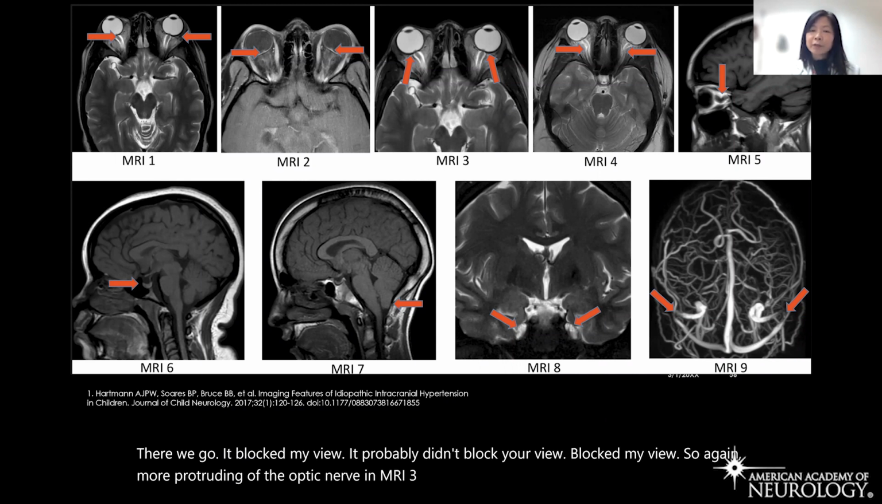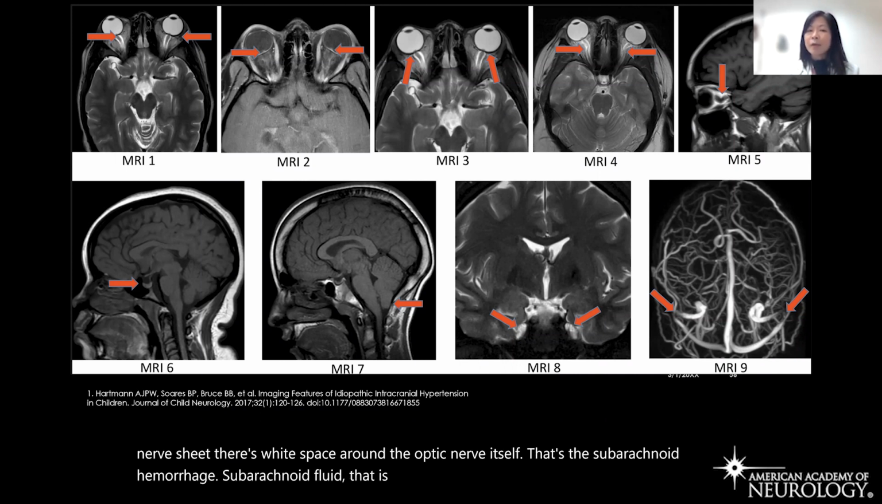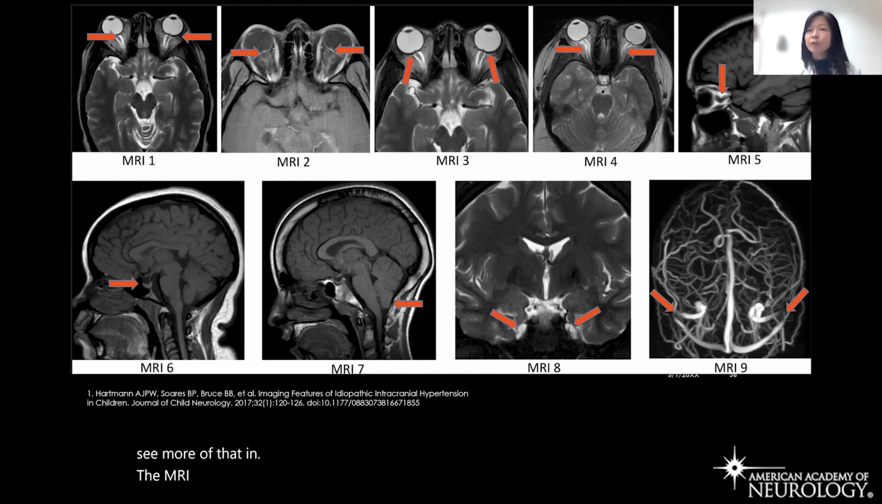Additionally, you should also see in the optic nerve sheath, there's white space around the optic nerve itself. That's the subarachnoid fluid that is filling up around the space, the meninges. And we can see more of that in this MRI. That indicates that there's so much fluid being pushed into the optic nerve due to increased intracranial pressure.